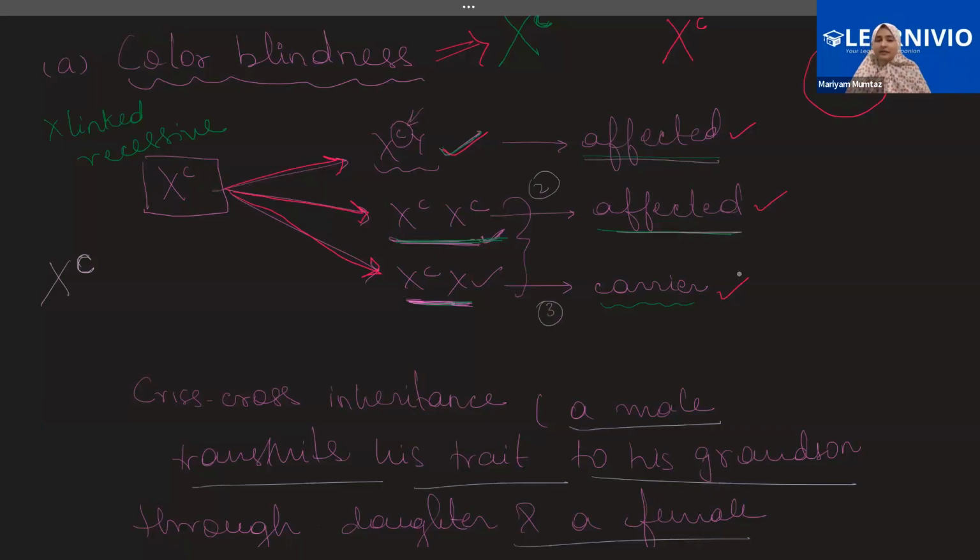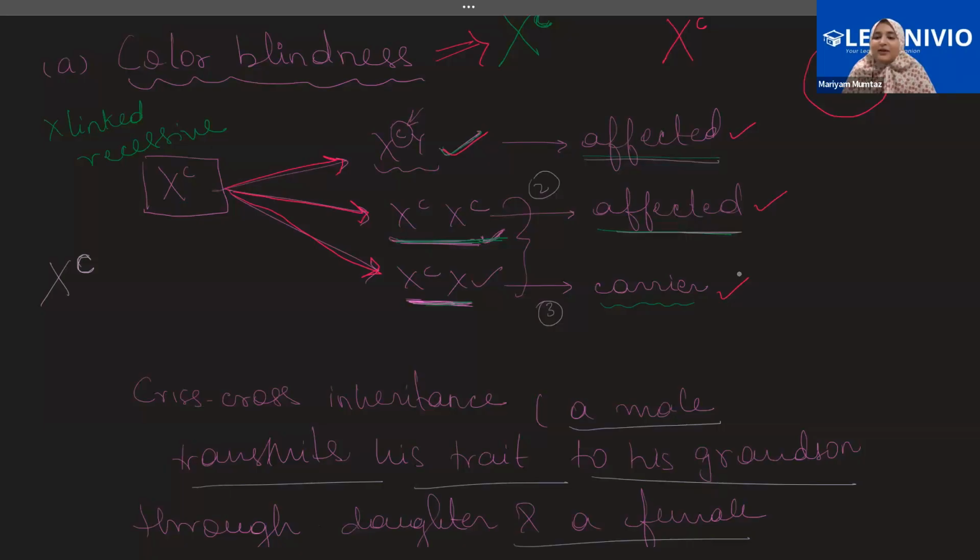See, affected means bimari hai. Carrier means they are carrying the disease, like the gene for that bimari, but bimari hai nahi. Okay, so tell me, why is this happening? Because it happens only in females. Why? It's happening in males also, the first one. My question is, third wale mein, why is it a carrier? Why not affected? Because it doesn't have C.